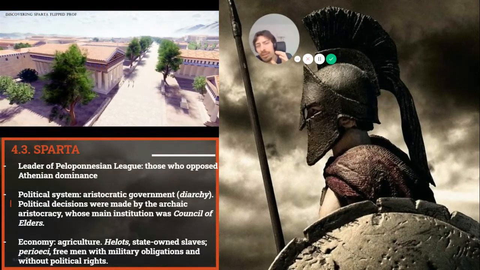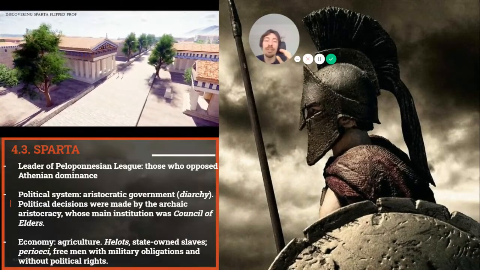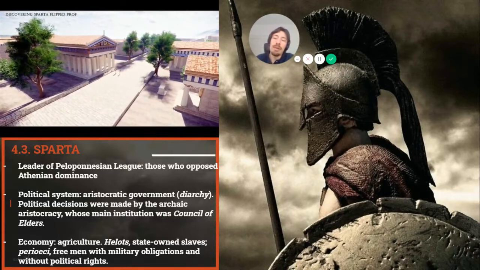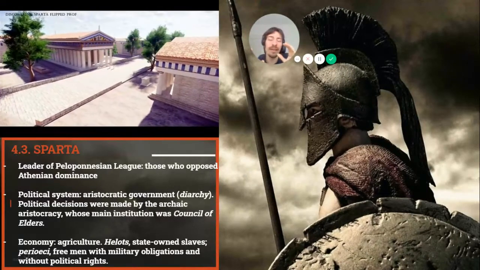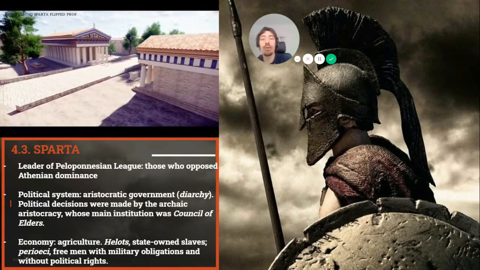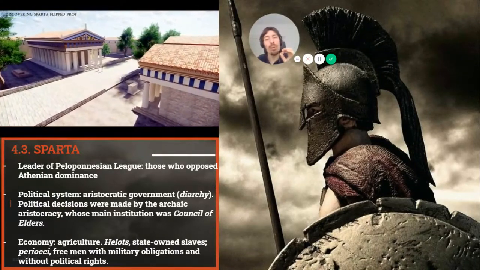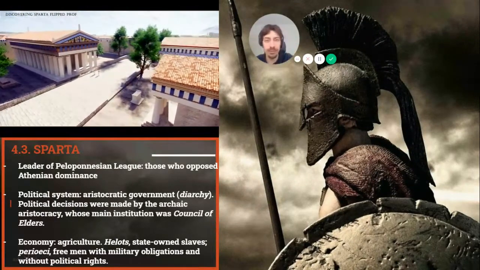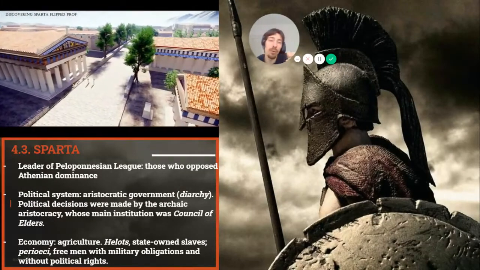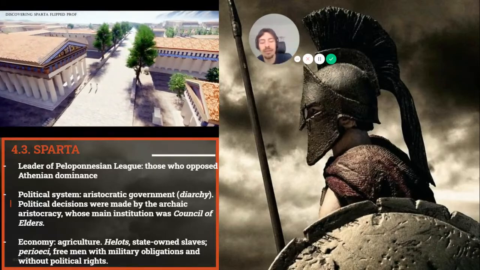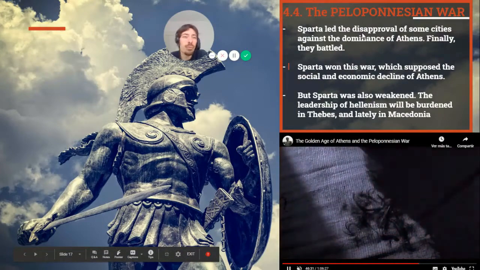But the most important thing we must keep in mind is that Sparta was leading the Peloponnesian League. The Peloponnesian League faced the Delian one. And why? Because, as we have just said, part of the money of the founding pot was used by Athens. That's why most of the polis were angry with Athens, and they decided to fight in the Peloponnesian War.